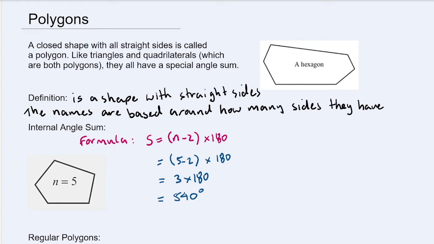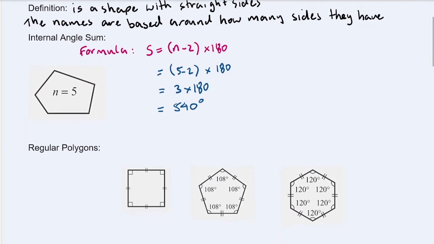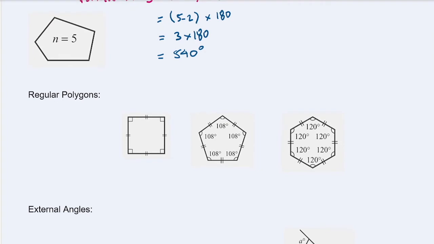Now there are some regular polygons and irregular polygons. The difference being that a regular polygon will have equal sides and equal angles. So all of the angles inside a regular polygon are equal. All of the sides of a regular polygon are equal.